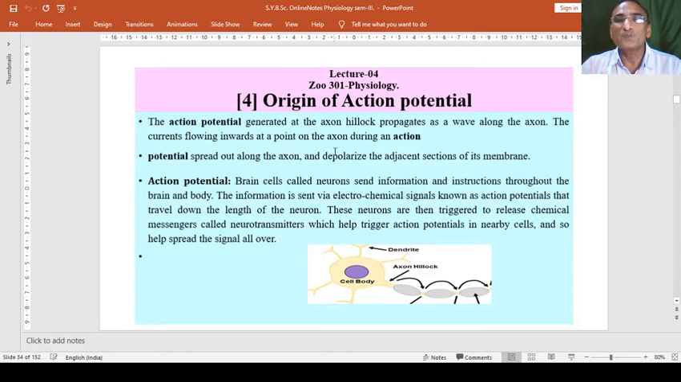It means movement of sodium and potassium ions, that we will see. Actually we have already studied the same mechanism in the sodium potassium pump, but how it works, that we will see in the action potential.